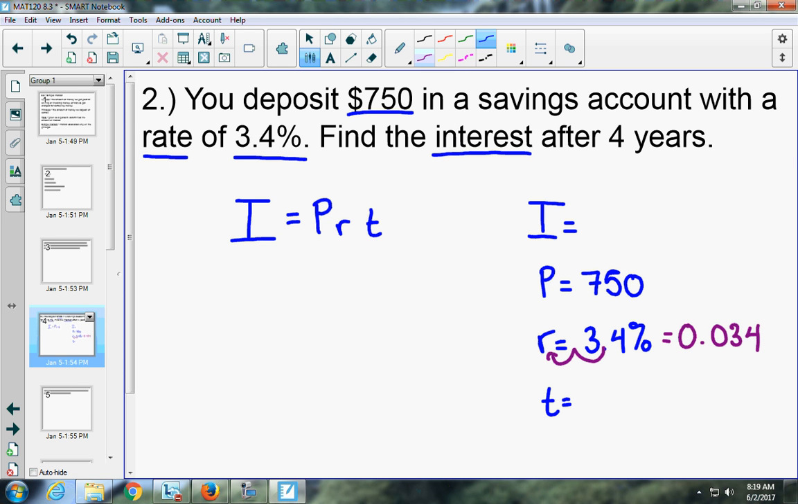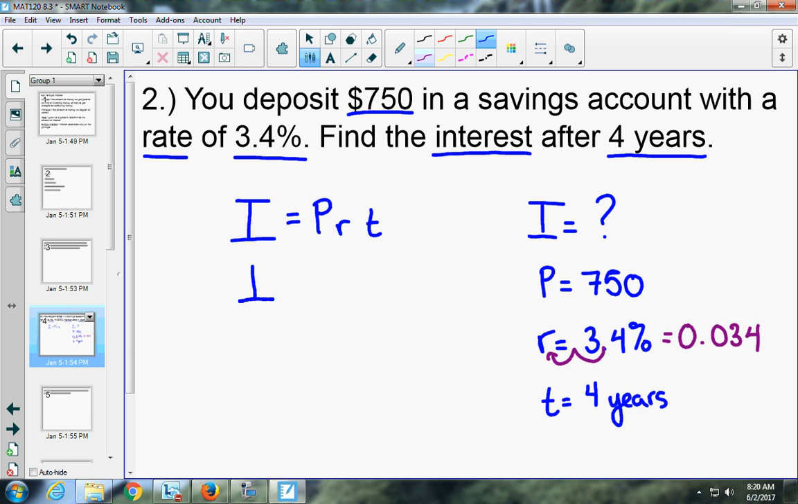That last sentence says find the interest after 4 years. That means my time is 4 years. The units of time have to be years. They gave it to me in years, so I don't have to do any conversions. They told me to find the interest. Interest is the only thing I don't know, so I have all the information I need.